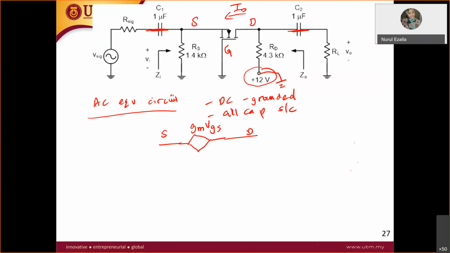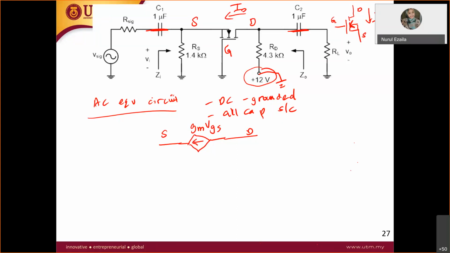If we draw the symbol, this is the gate, this is the drain, gate, and source. So this is N channel. Current goes from the drain to the source. That's why the current goes drain to source to the left, and your GM VGS is also to the left, like this. And your hybrid pi model is not complete if you don't write your VGS, plus and minus.